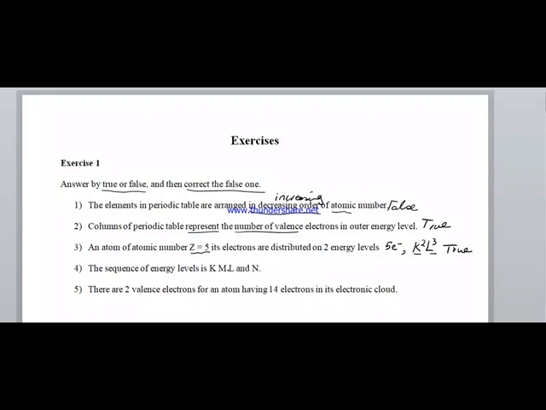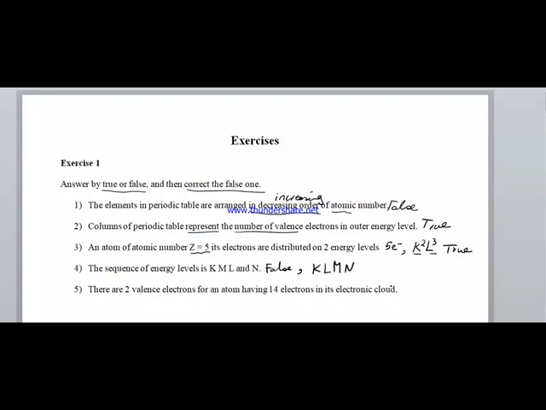The sequence of energy levels is K, M, L, N. It is a wrong statement. False. The sequence of energy levels in an atom is as follows: K, L, M, then N.